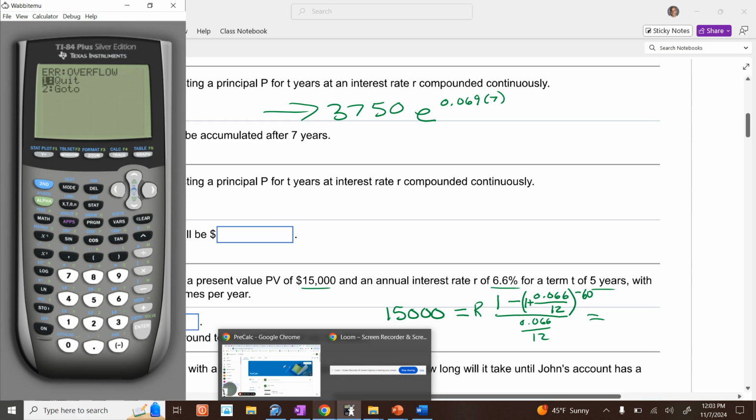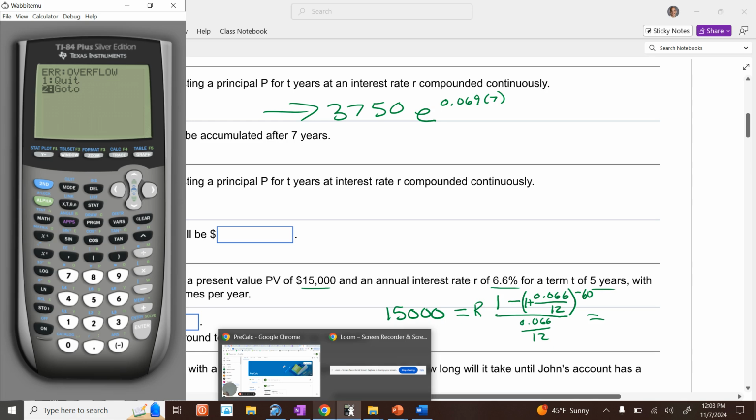An overflow error. That's not good. Well, let's see if we can divide this by 0.066 divided by 12, parentheses. Let's see if we get an answer. Nope. No. Yours worked?